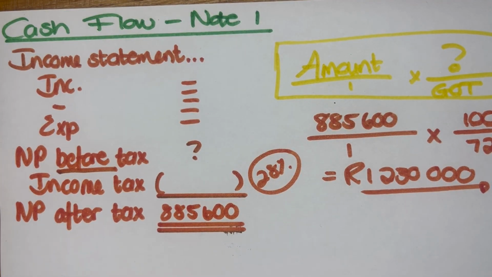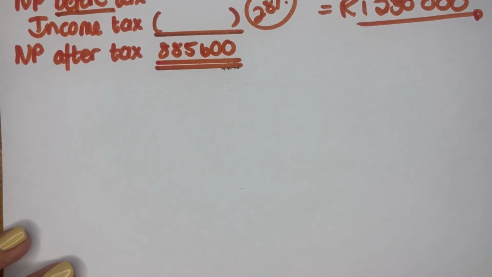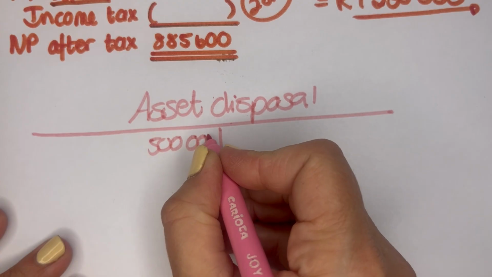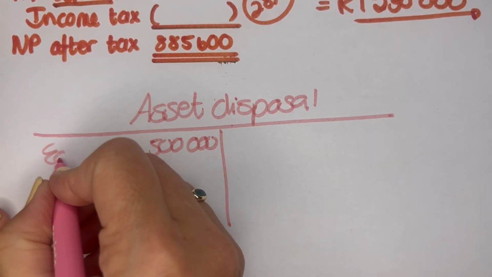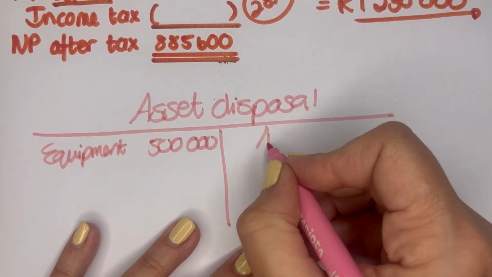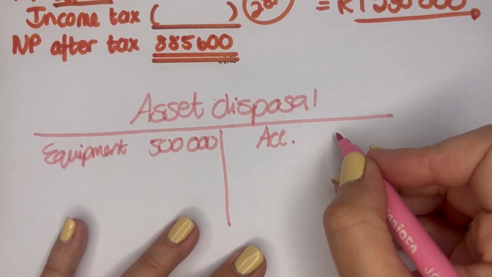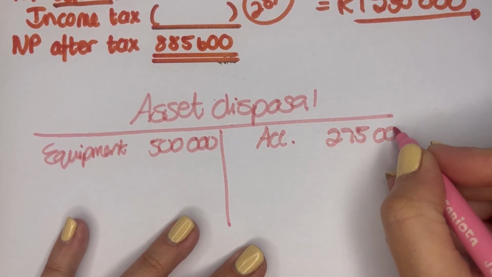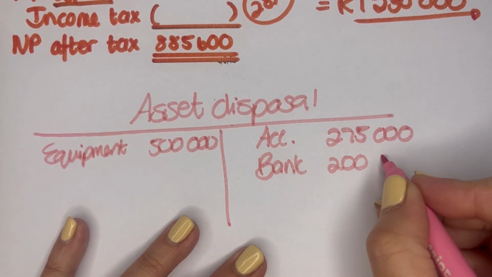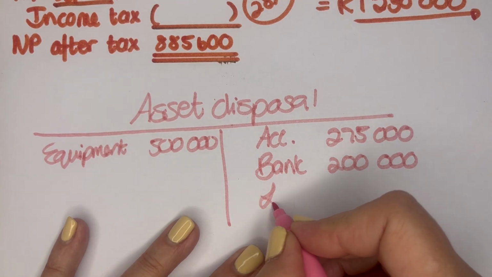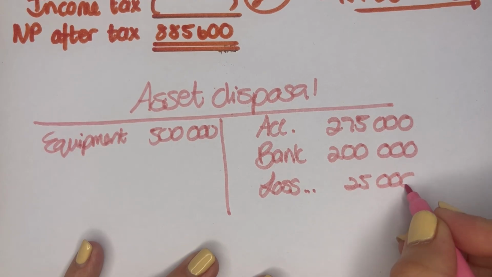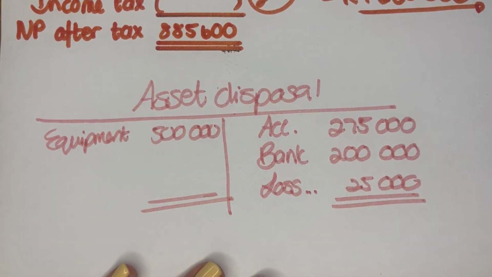So if I were to, let's draw quickly up an asset disposal account, asset of 500,000 Rand, that was the cost price. So let's say somewhere it was equipment to the value of the original cost price, obviously. Then my accumulated depreciation, I had to calculate, there was quite a bit going on there, was 275. And then my cash that I received for it was 200. And when I calculated this, I realized, oh, I am making a loss on my assets, which was 25. So that adds up on both sides to 500.